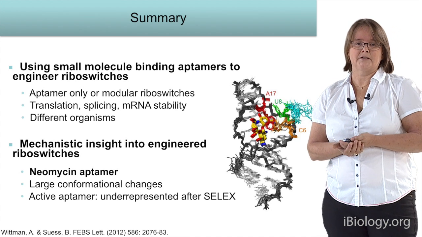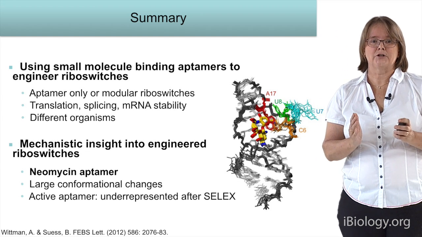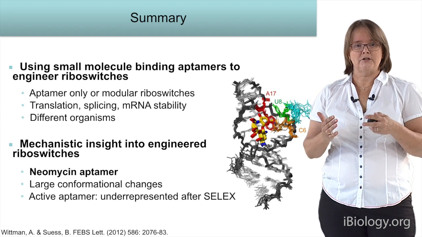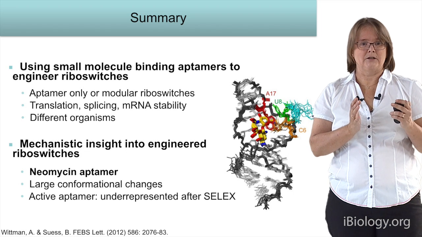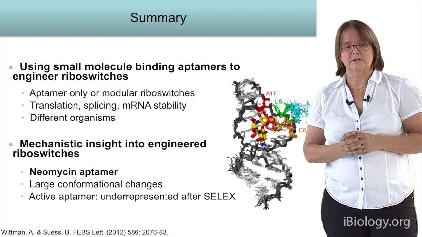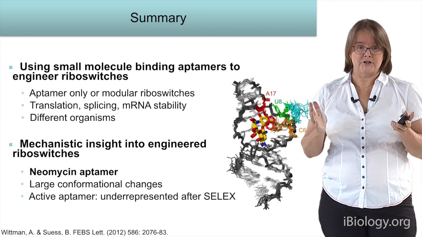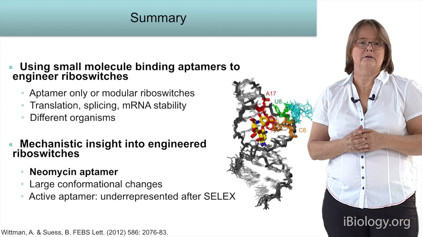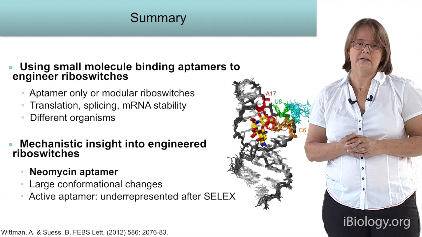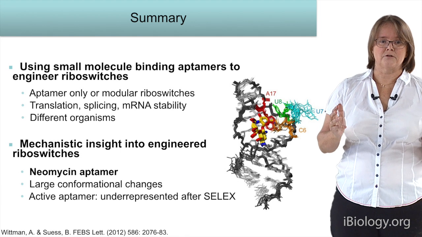I want to summarize my talk. I hope I could convince you that you can indeed use small molecule binding aptamers to control gene expression, to engineer riboswitches either by using the aptamers alone or by building up more modular riboswitches. You can control different cellular processes like translation initiation, splicing, or mRNA stability, and you can build them up for different organisms. And in the second part, I gave you some mechanistic insights into these engineered riboswitches.